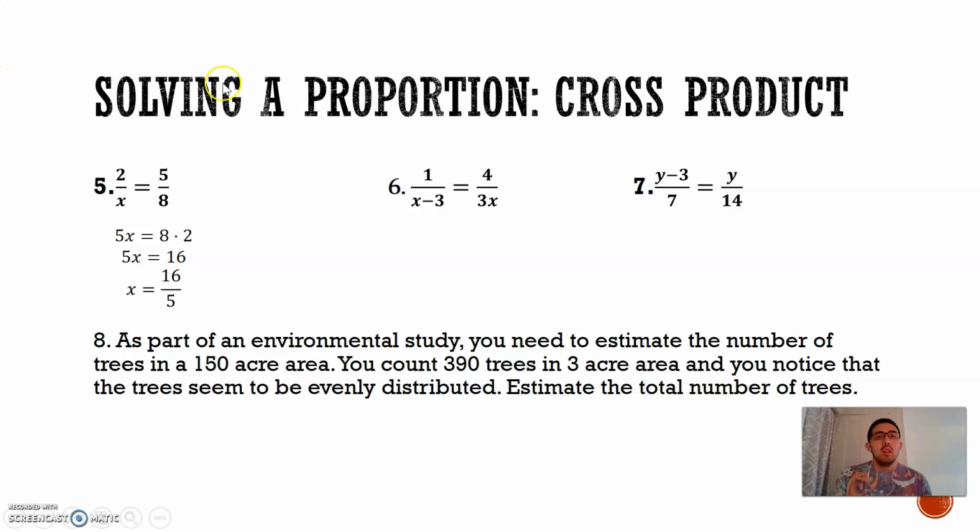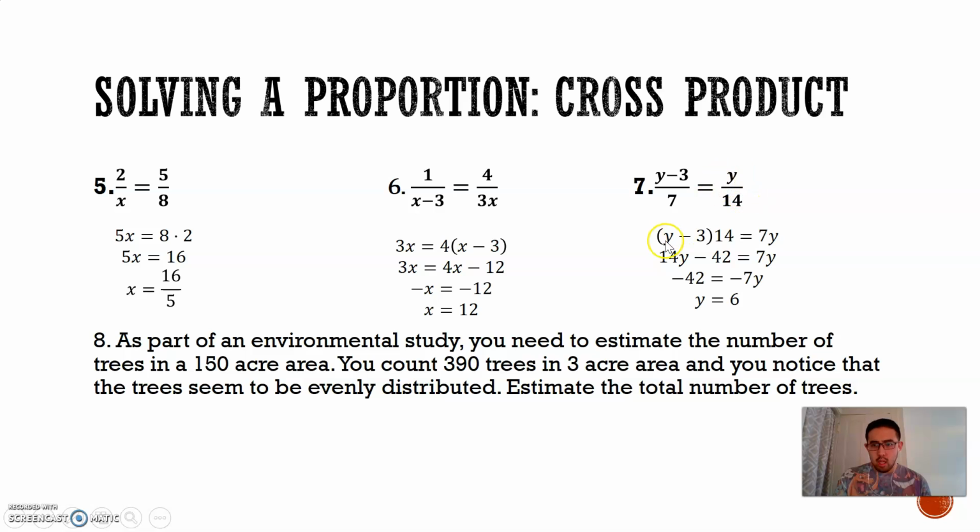Okay? Then I have, for my second problem, if I cross multiply here, I get 3x is equal to 4 times x minus 3. When I distribute, I get 4x minus 12 is equal to 3x. I subtract 4x from both sides. I get negative x is equal to negative 12. And then I divide both sides by negative 1. And that's how I get x is equal to 12.